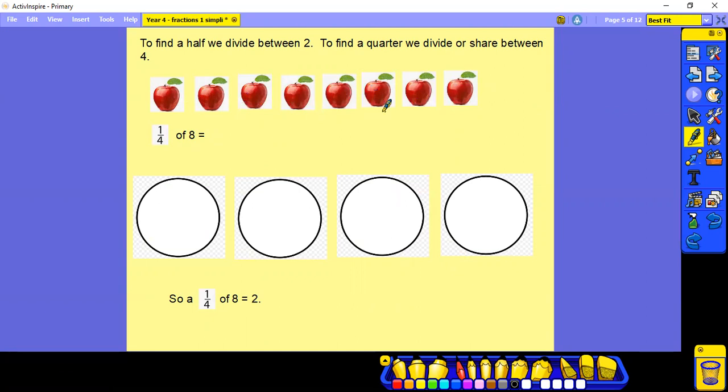So we've got 8 apples and I'm going to share them. So I'm just going to draw blobs into my sharing circles. So I've got 1. I might need to be a bit bigger than that. 1, 2, 3, 4, 5, 6, 7, 8. Okay, so we can see that we've shared between the 4 circles and each one has got 2 in. So a quarter of 8 equals 2.